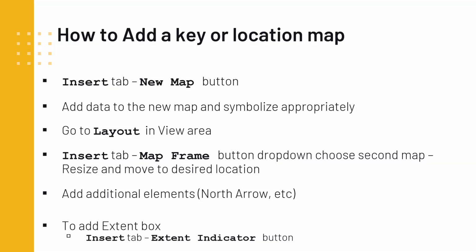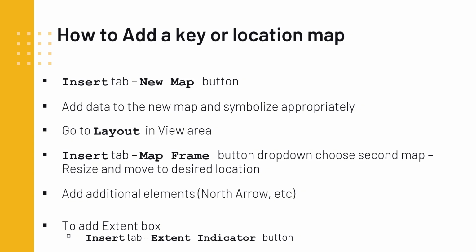Again, although I'm not going to add a key or location map, I thought I would talk about how you would do it. The first thing you would do is you need to create a new map. You do this by going to your Insert tab, New Map button. You're going to add the data to that new map and symbolize it appropriately. Then go to the Layout in the View area, and you're going to go to the Insert tab, Map Frame, and choose this second map that you've just created.